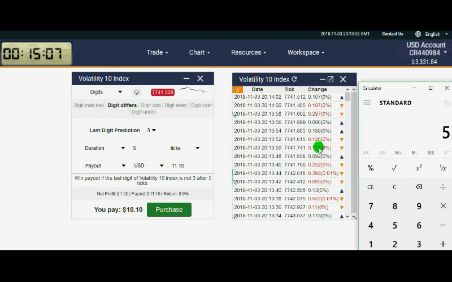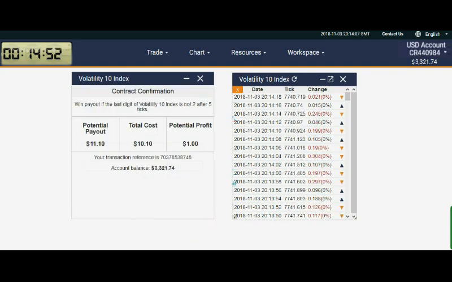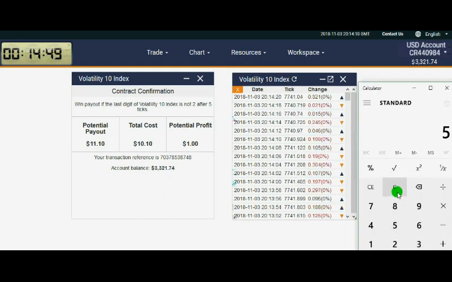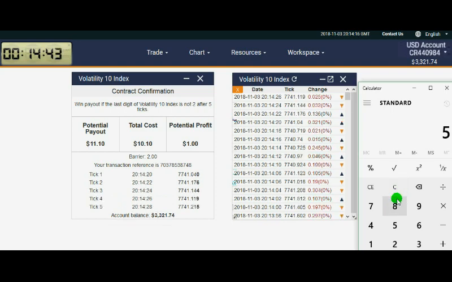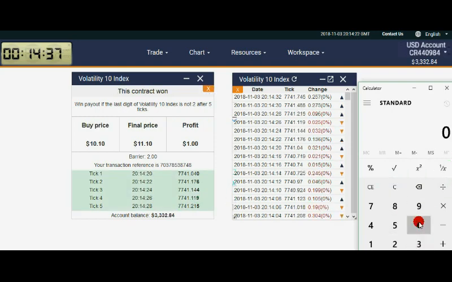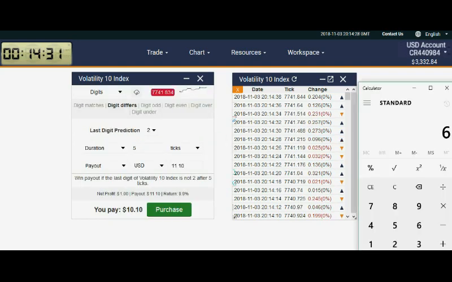So I'm going to give this few seconds again. So we have, let's give it some few seconds more. So we have 2. So I'm going to change this to 2. Click on purchase. So we want the 5th trade again. So I'm going for the 6th trade. So I'm going to close these. So I'm going to give it a few seconds again.